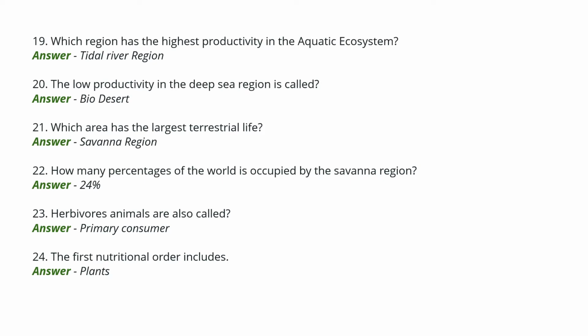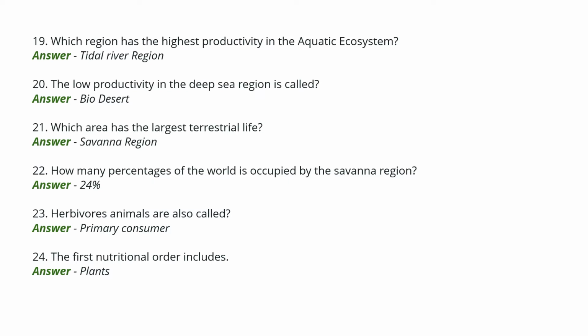Question number 19. Which region has the highest productivity in the aquatic ecosystem? The answer is tidal river region. Next question: the low productivity in the deep sea region is called what? It is called biodesert. The low productivity in aquatic ecosystems is mainly due to limitation of light, which decreases with increasing water depth. That means at the deep sea, the depth of the sea is at its highest point.